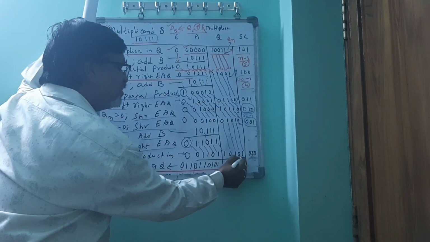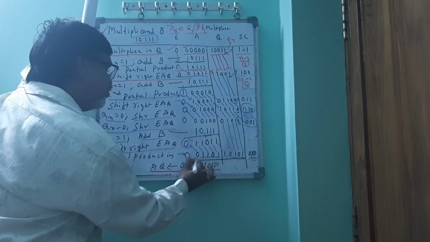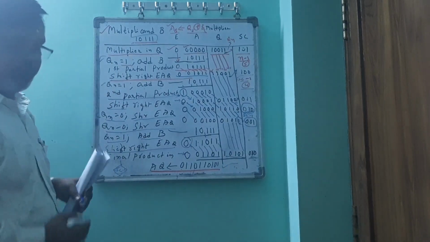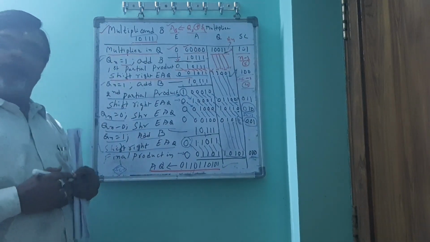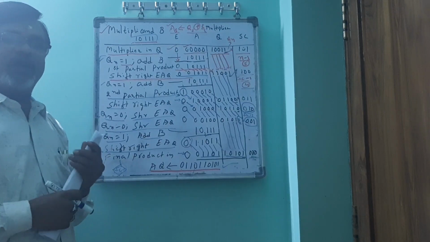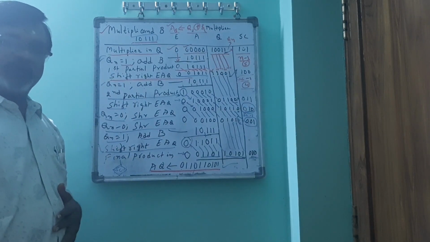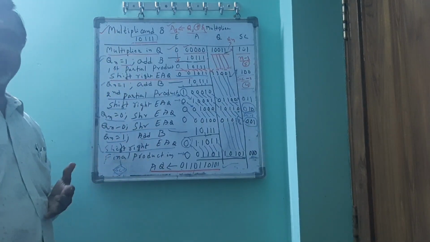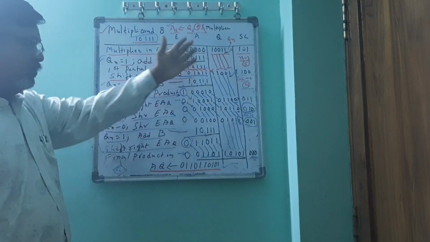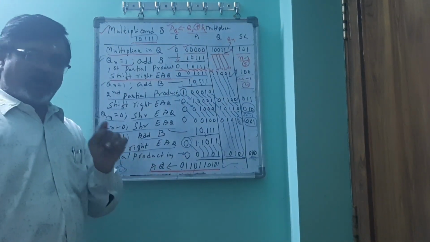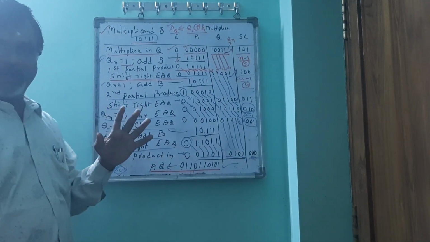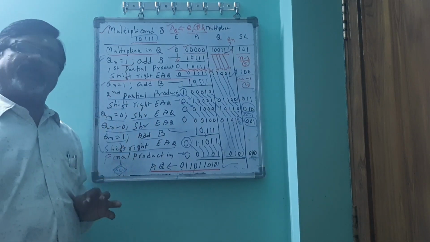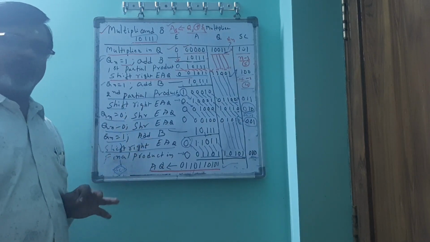This is the value that is there in A, and this is the value that is there in Q. 0 1 1 0 1 1 0 1 0 1 is your final product. So this is the way we perform the multiplication operation inside a digital computer. We have discussed the hardware part, the flowchart, and also an example in detail. Remember, there is one more technique of performing this multiplication, called Booth's multiplication algorithm.